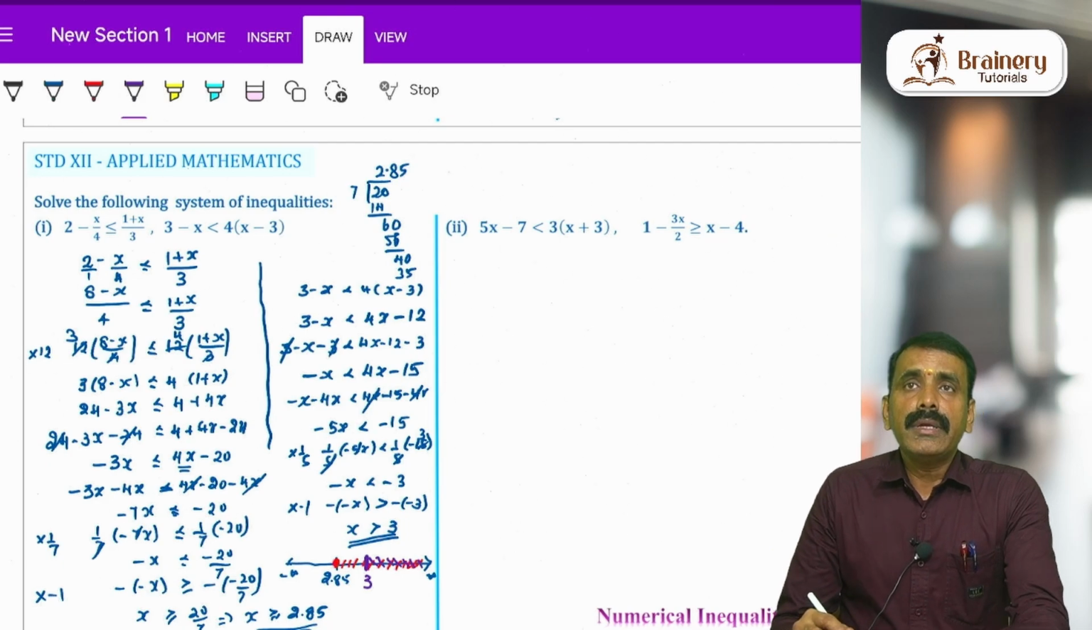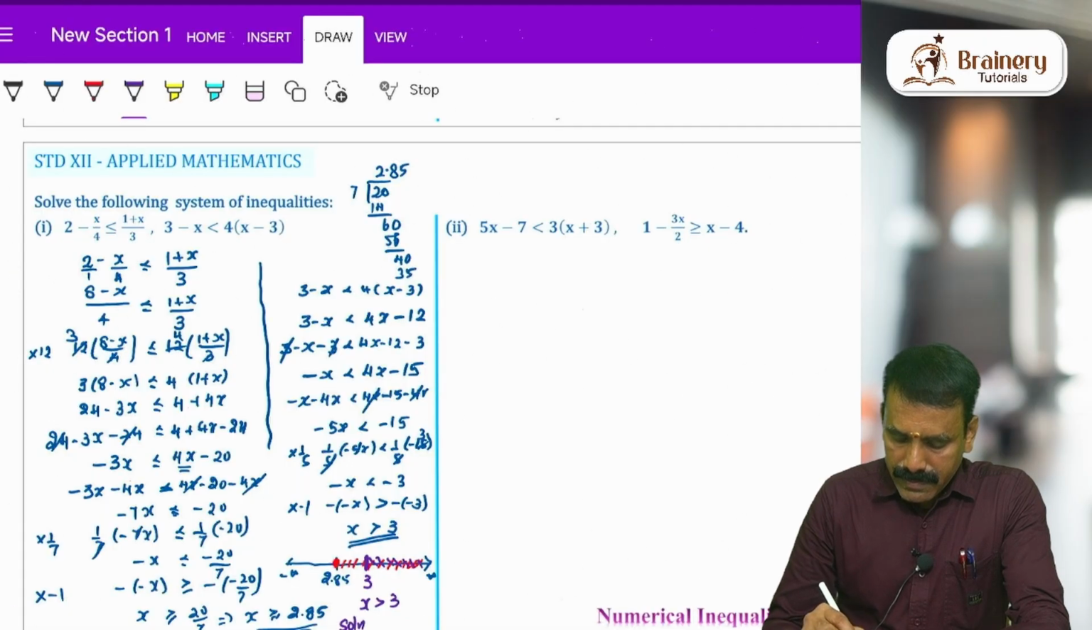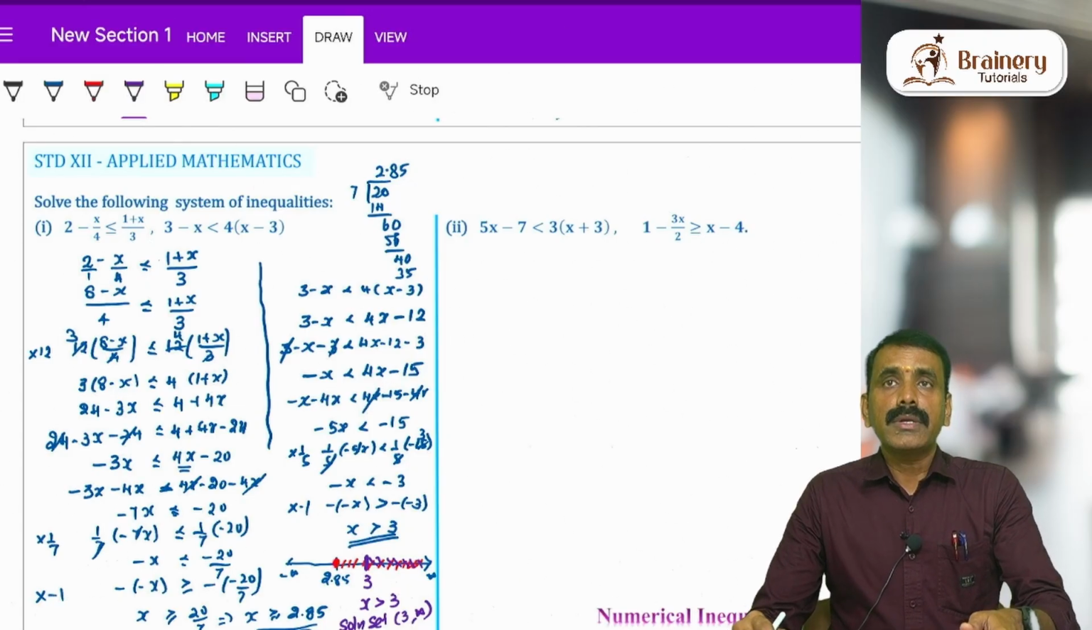Now what is going to be the common region for both the inequalities? It is x greater than 3. So the solution set will be 3 comma infinity. Is it clear?